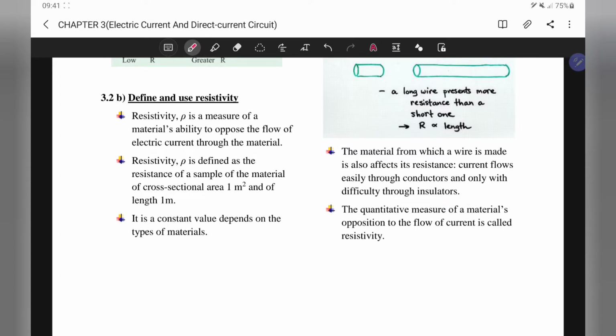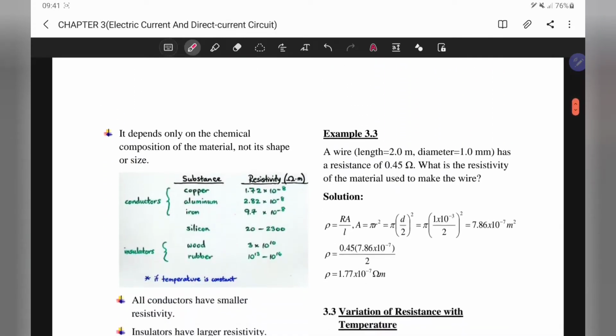So different types of material give you different resistance. Why? Because some materials are conductors, and some are insulators. So it's quite difficult for the current to flow through an insulator, isn't it? Alright, so the quantitative measure of a material's opposition to the flow of current is called resistivity. Okay, the measure of the opposition to current flow, we call it resistivity.